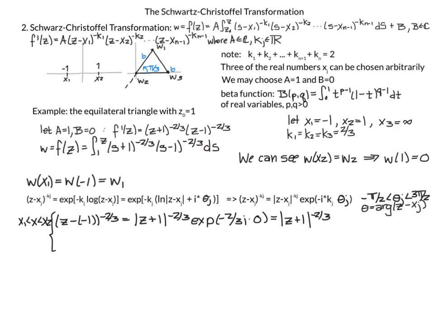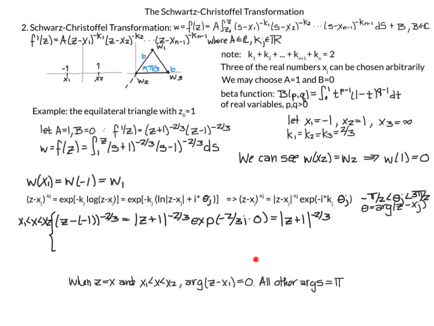Now, looking at this integral, we're going to use this formula here to transform it so we can integrate it. For this first term, this is s plus 1, or s minus 1, because it actually came from this x1, which is minus 1, raised to the 2/3. According to this formula, and we're going to skip the derivation and go straight to here, that's equal to the absolute value of z plus 1 to the minus 2/3 e to the minus 2/3 i times theta j, where theta j is the argument of z minus x j.